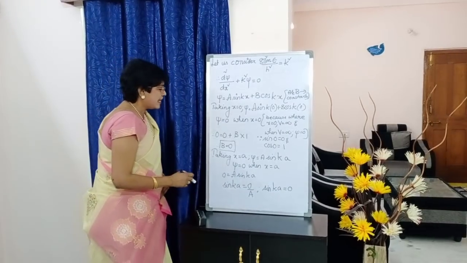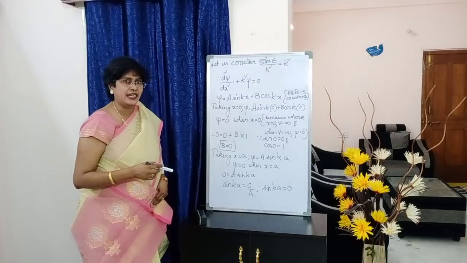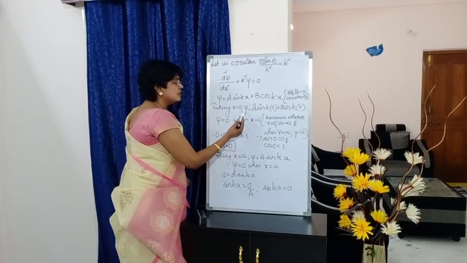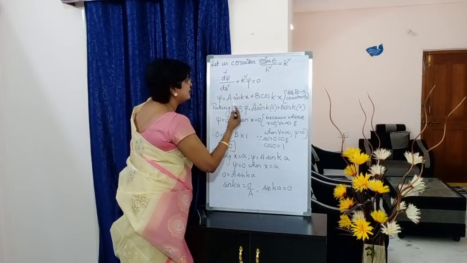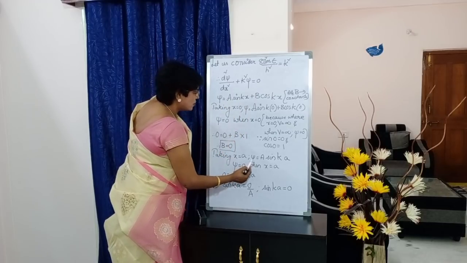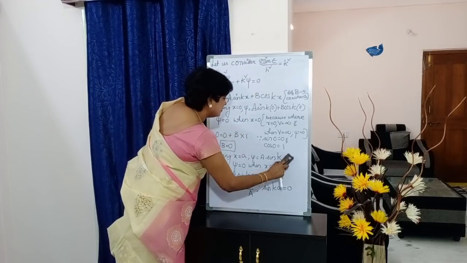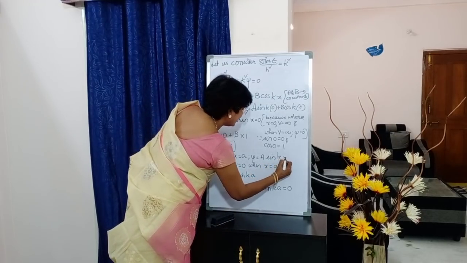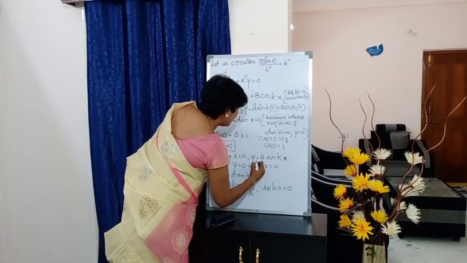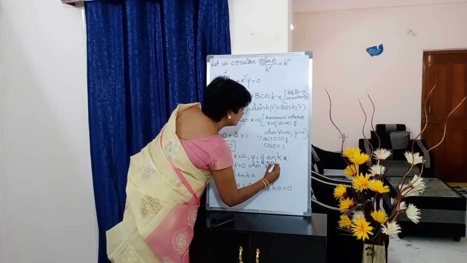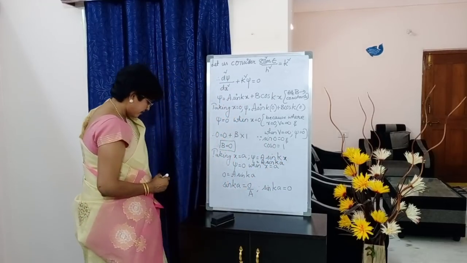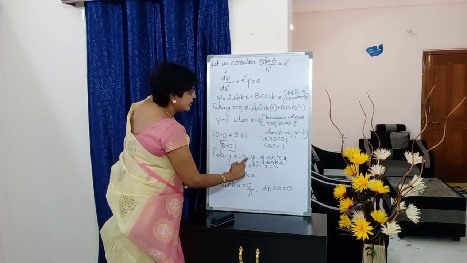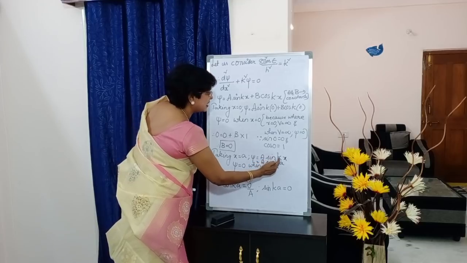Okay, students. Next, taking x is equal to a. Substitute x value a. So, what is remaining here? Psi is equal to A sin kx. So, it is equal to A sin ka. So, write down that one line students. Taking x is equal to a, psi value is equal to A sin kx.